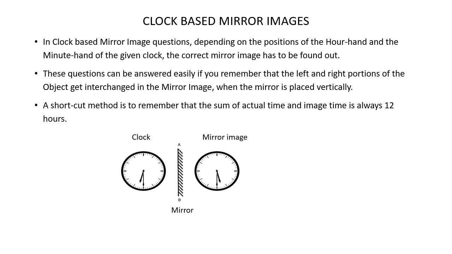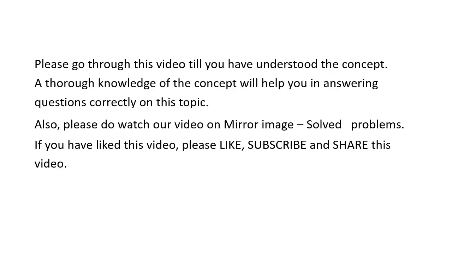Now the position of this minute hand remains the same in the mirror image also. So if the actual time is 6:30, then the mirror image time would be 5:30. Now 6:30 plus 5:30 is 12 hours. Hope you have understood the concept of clock-based mirror images. Viewers, please go through this video till you have understood the concept. A thorough knowledge of the concept will help you in answering questions correctly on this topic.